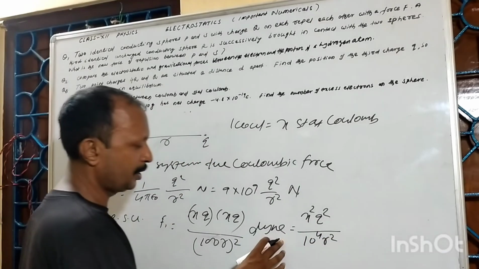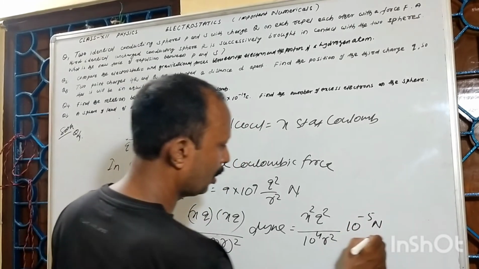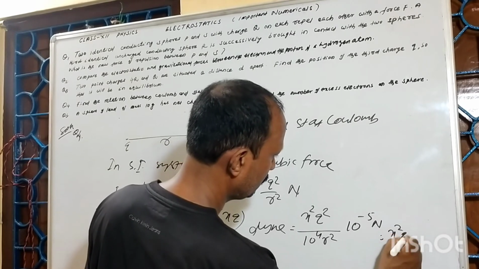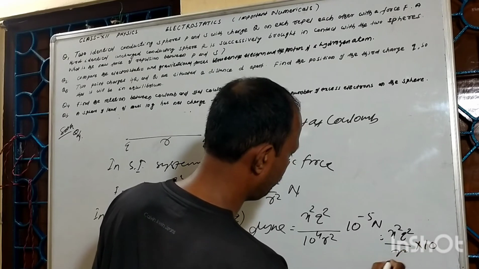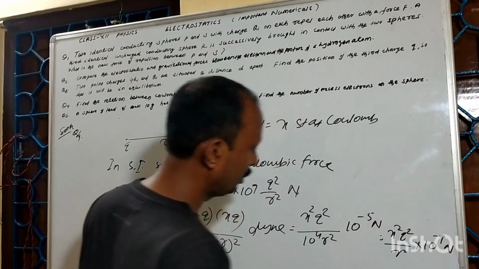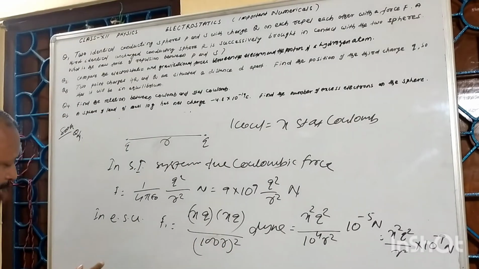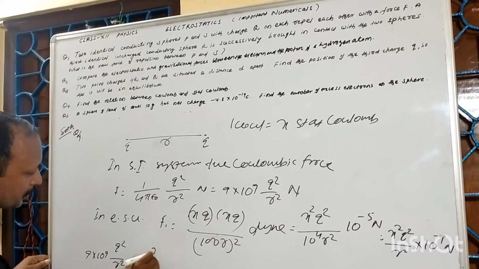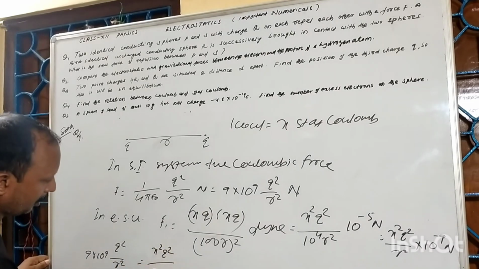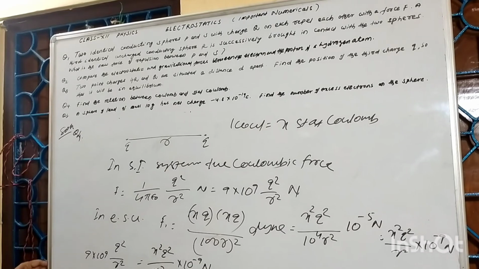So I can write x square q square upon 10 to the power 4 r square. In place of dyne, you can take 10 to the power minus 5 Newton, so this is equal to x square q square upon r square into 10 to the power minus 9 Newton. So now I can say that 9 into 10 to the power 9 q square upon r square is equal to x square q square upon r square into 10 to the power minus 9 Newton.